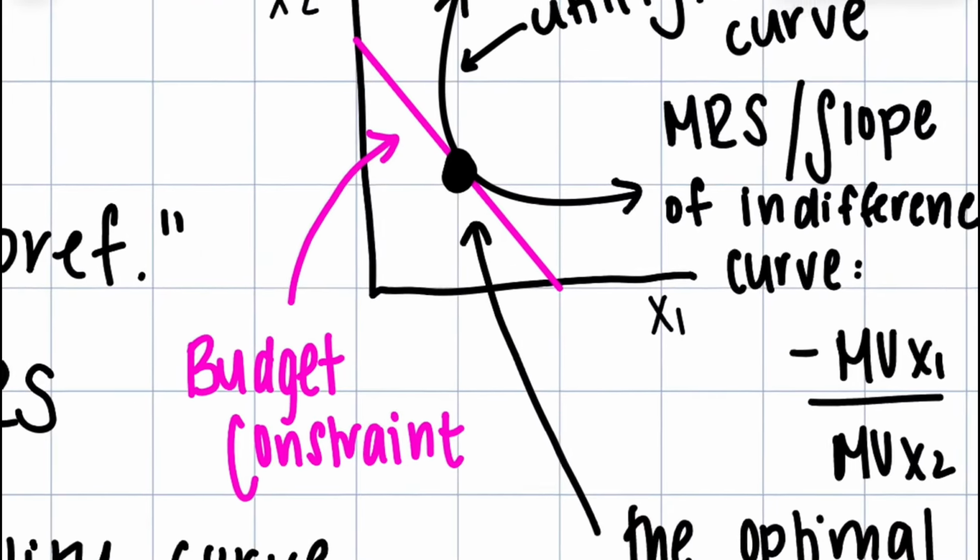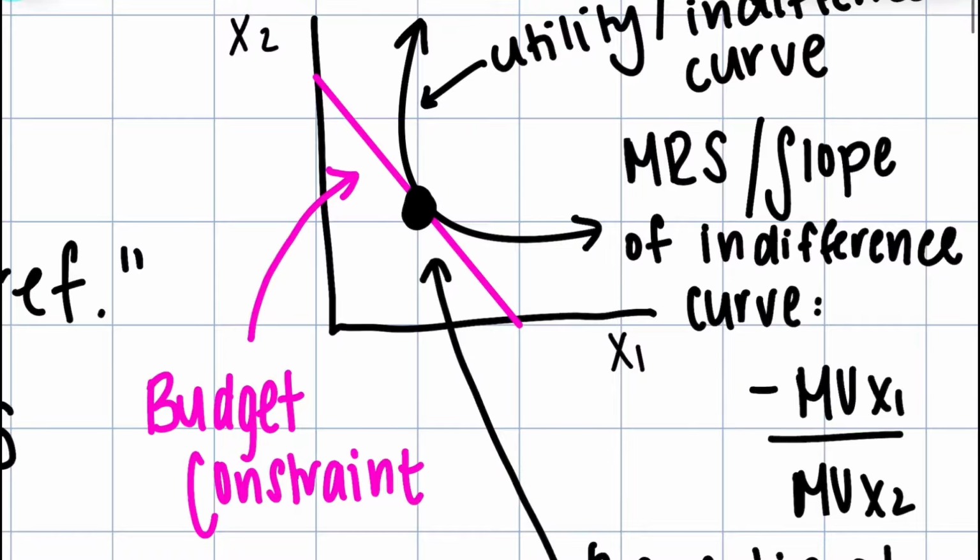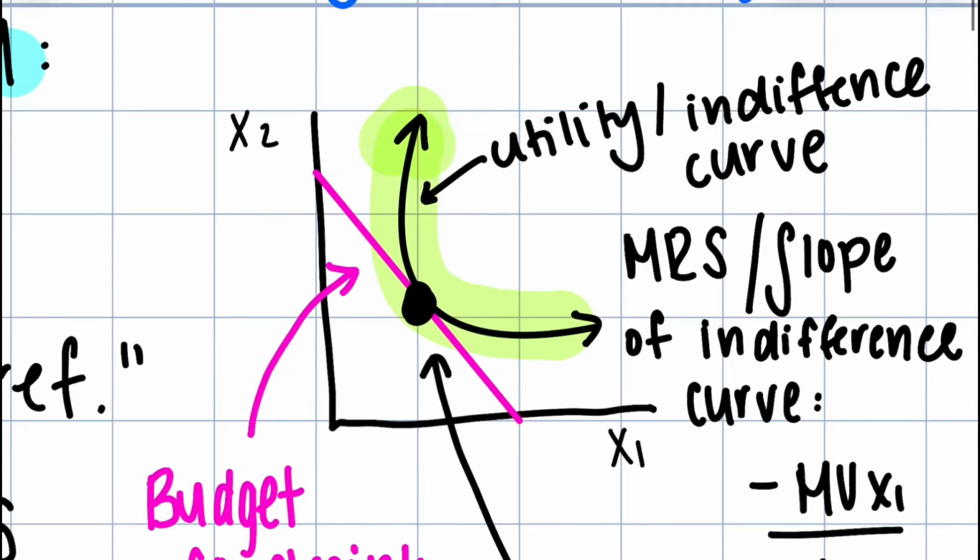If we were to draw it over here, we know that pink line is our budget constraint, and then this curved line, it's called a convex shape, is called our utility curve, also called the indifference curve. The reason that it's called an indifference curve is because we are indifferent between all the points on this curve. Indifferent meaning we have no preference between them. They all give us the same level of utility.